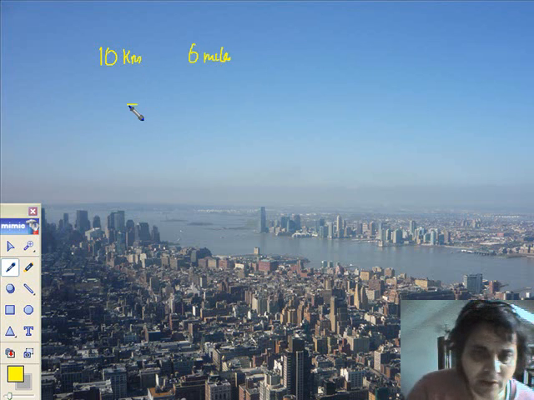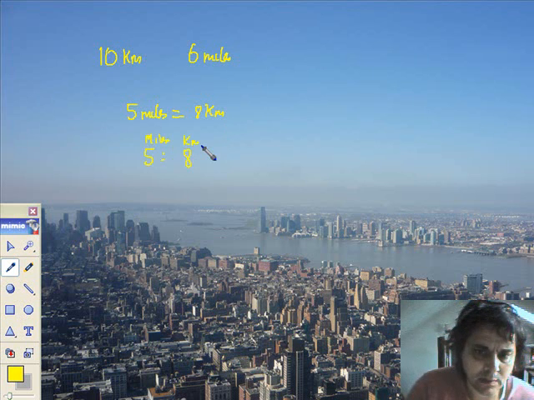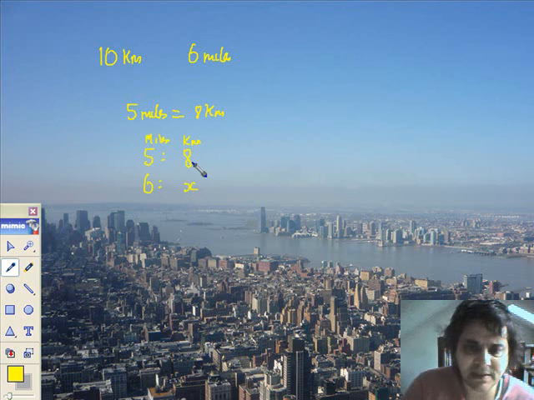Well, look, you know 5 miles equals 8 kilometers roughly. So again, set up a little ratio. So I'm going to say 5 to 8 is like saying, let's put miles there and kilometers, so 5 to 8 is like saying 6 to something. And again, I'll do it differently from the ratio I did before. I'm going to go x and 6 and then 8 and 5. So x divided by 6 is just like saying 8 divided by 5.